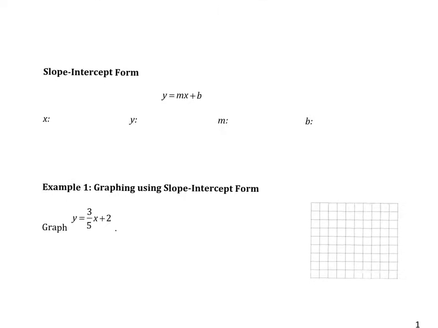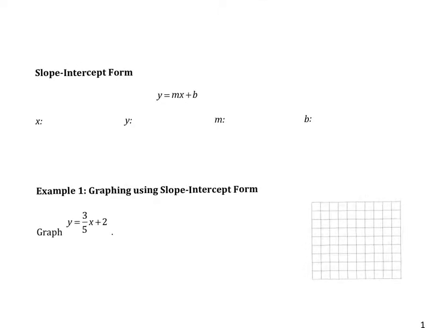All right, now that you've done that, we're going to look at this idea of slope-intercept form. Slope-intercept form is always for linear equations, and there are just 4 letters. y equals mx plus b. So, first off, x. X is called the independent variable.